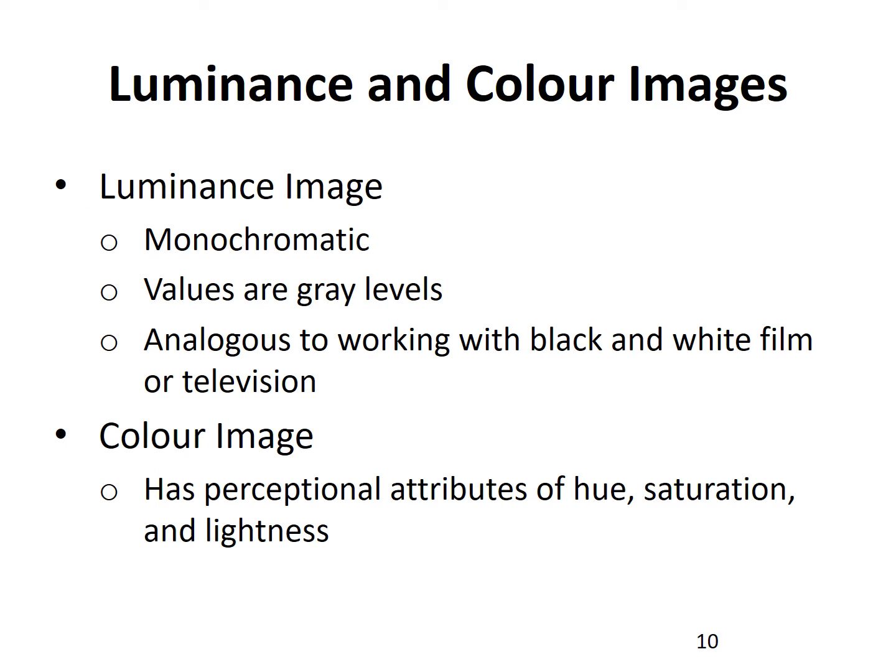Images are of two types, luminance and color. A luminance image is monochromatic. It only has gray level values. It is analogous to working with black and white film or black and white television. On the other hand, a color image has perceptual attributes of hue, saturation, and lightness.